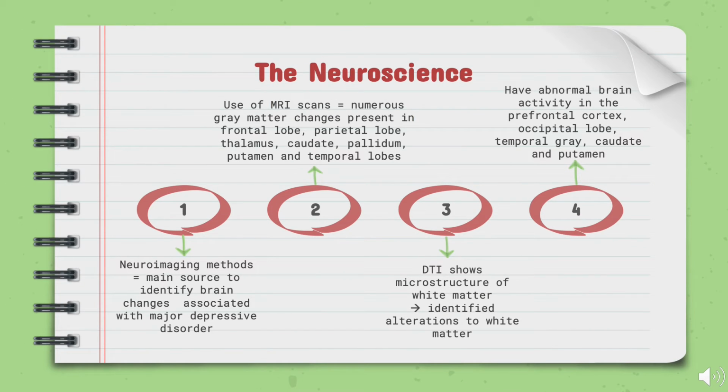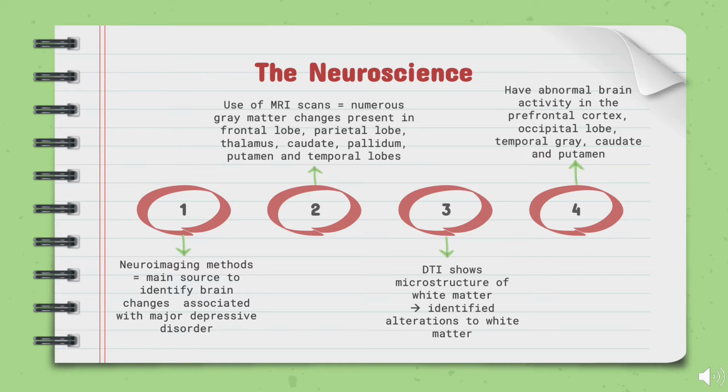Now that we've covered what major depressive disorder actually is, we'll be going through the neuroscience behind it. Although the neuropathic aspect of depression is still not completely understood, here is what we know so far. Neuroimaging methods such as MRI have been the main source in studies to identify any brain changes that are associated with major depressive disorder, and as a result have come to the conclusion that several brain regions are impaired significantly in these patients.